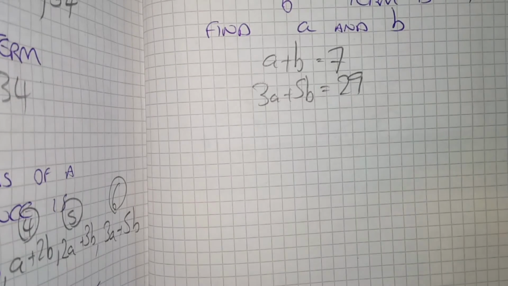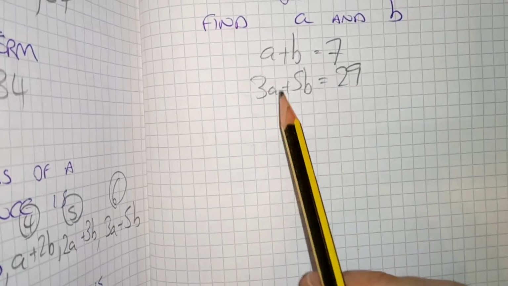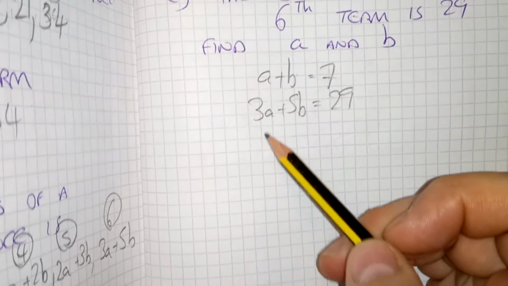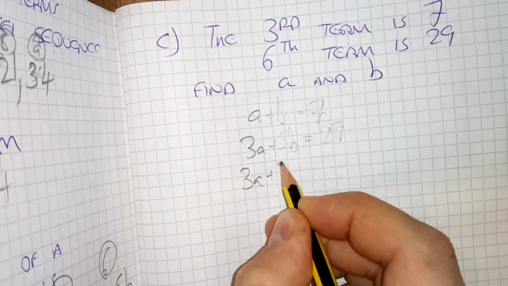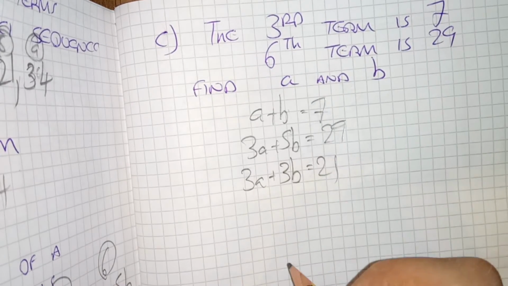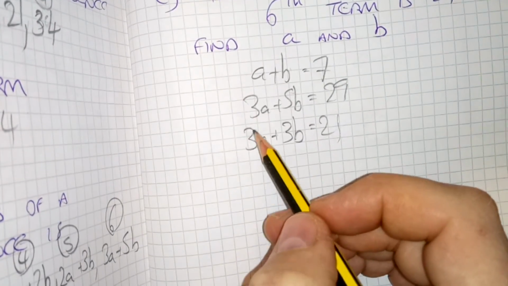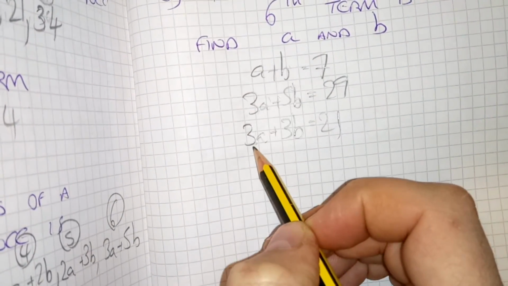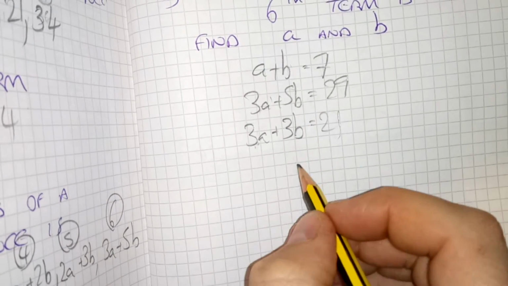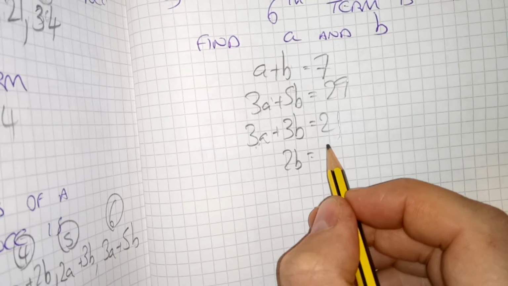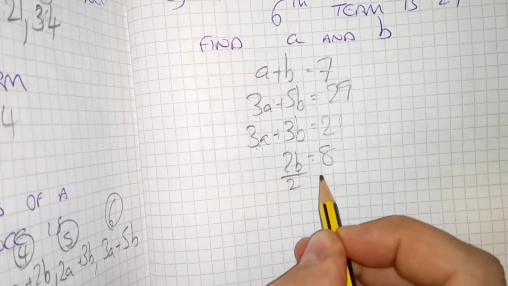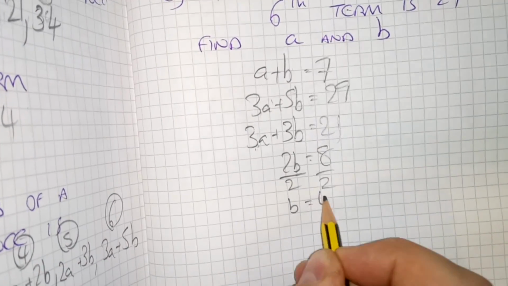Okay, now I always go down the elimination route for these. So what I'm actually going to do is I'm going to times this one by 3 to make this 3A plus 3B equals 21. Okay, now my A is equal, so I'm going to subtract this one from that one. 3 minus 3 is nothing. 5 minus 3 is 2B. 29 minus 21 is 8. So to make 1B, I divide them both by 2. So B must be 4.